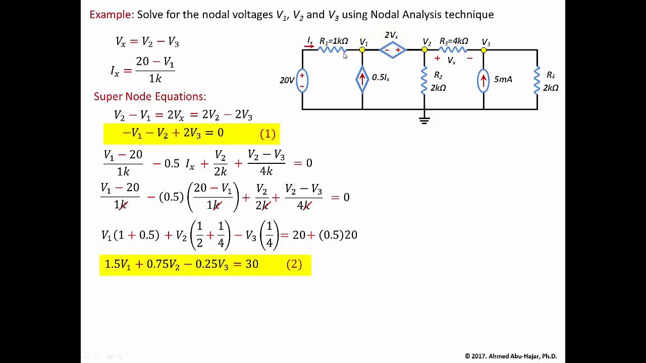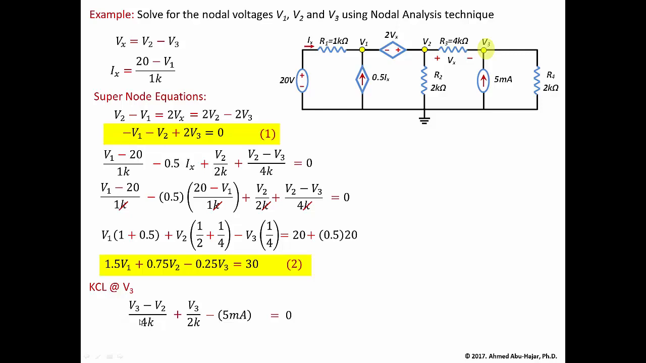So we sum the currents leaving the supernode equals 0. That's what we have. And now we're going to move to V3. We're going to sum the currents leaving V3 equals 0. We start with the current leaving this particular resistor, which is V3 minus V2 over 4K. Then the current leaving this resistor is V3 over 2K. And finally the current leaving this current source is minus 5 milliamps. This will equal 0.